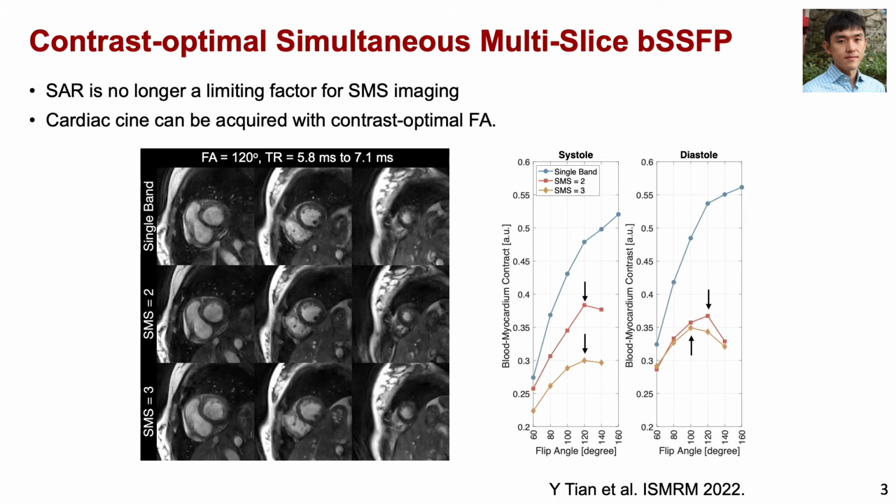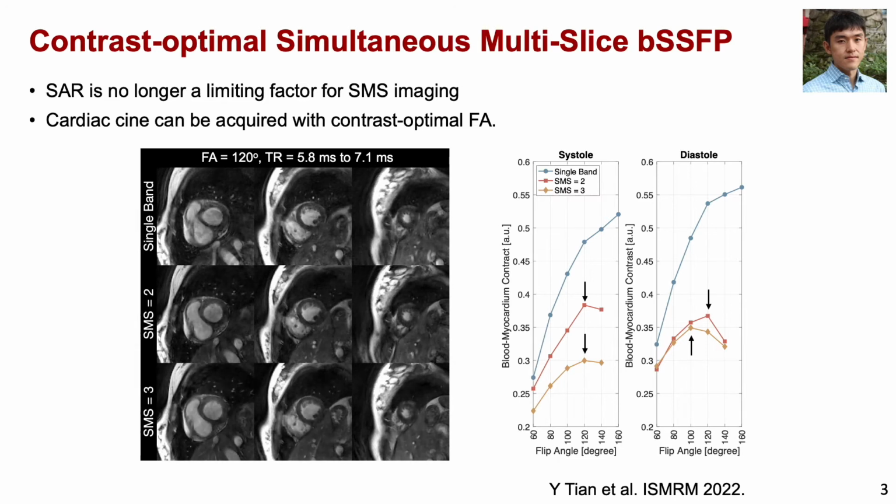So the previous example showed a single slice example of the high flip angle real-time cardiac imaging. And what is more amazing is that the high performance low field system may potentially support contrast optimal simultaneous multi-slice bSSFP imaging for cardiac function assessment. The simultaneous multi-slice technique is an imaging acceleration technique that can simultaneously excite multiple slices and acquire the data at the same time.